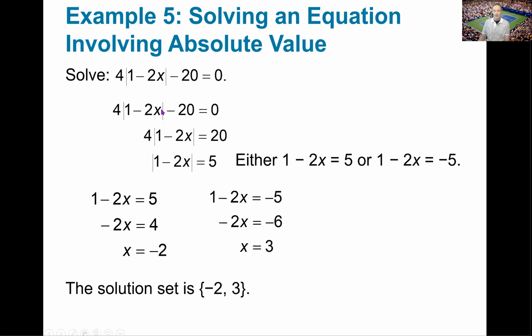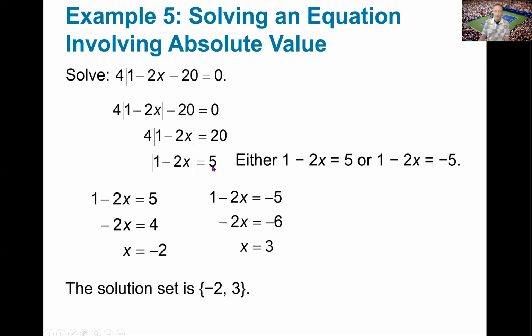Your goal should be, well, let's get the absolute value all by itself first. So I can say, all right, if my goal is to get that by itself, what's the first step that I do? Add 20 to both sides. So then I have 4 times the absolute value of 1 minus 2x is equal to a positive 20. Now, what I do from this step to the next is I need to get that absolute value by itself. Right now, it's multiplied by 4. So I just divide by 4 on both sides, and I'll get the absolute value of 1 minus 2x is equal to 5.